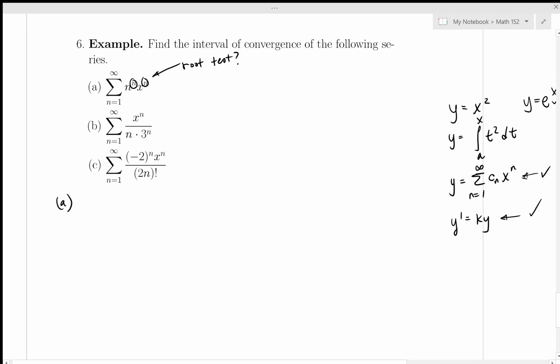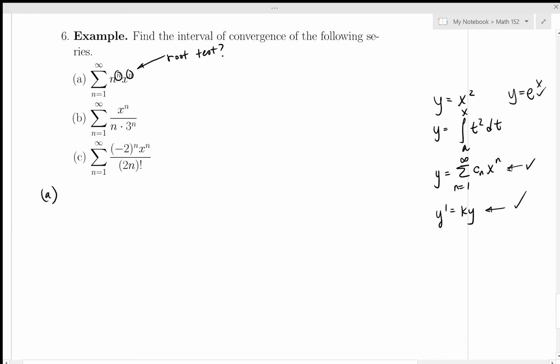That's what I'm thinking to myself, so let me try that. I'm going to use the root test. I'm going to take the limit as n goes to infinity of the nth root of the absolute value of a_n. And in this case, that is the limit as n goes to infinity of (n^n x^n) to the 1 over n, and that is n times the absolute value of x.